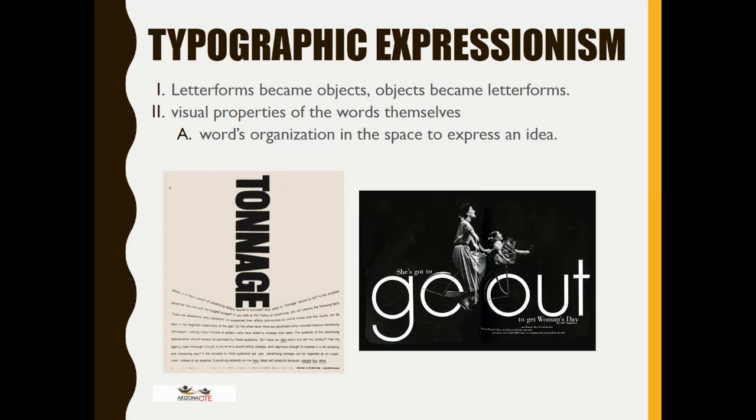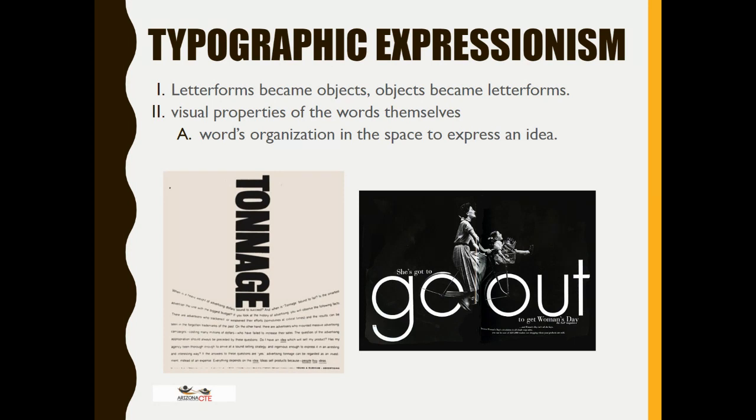And the same is true of the one next to it. She's got to go out. The two O's represent the wheels on the bike. So bringing the visual objects and combining them with the text, and making the text part of the design objects, is a really new concept. They did a lot of typography that was decorative and was part of the design, but not to this level.